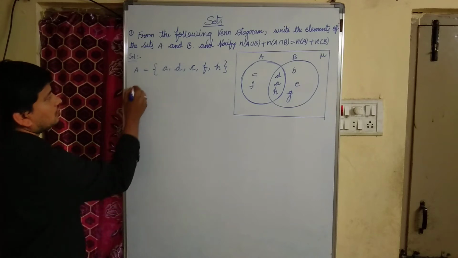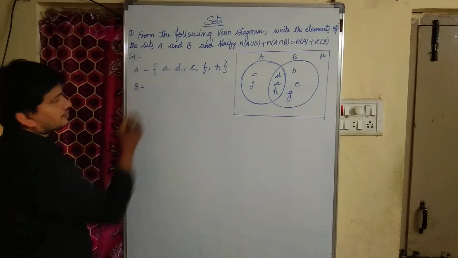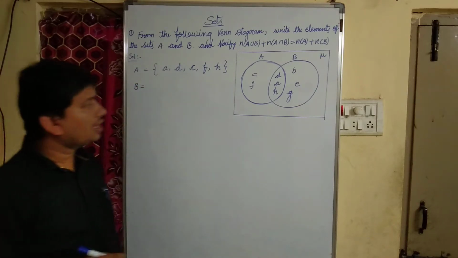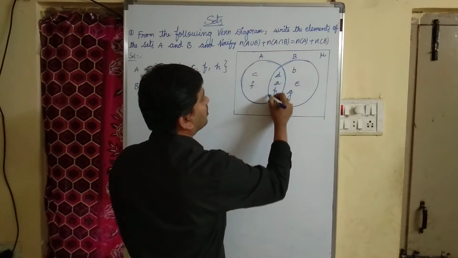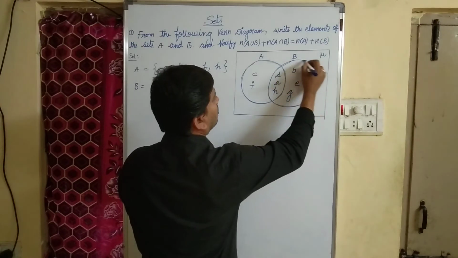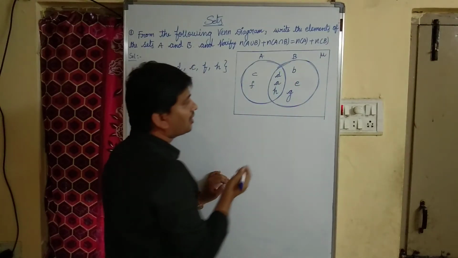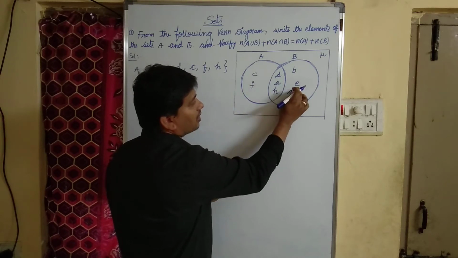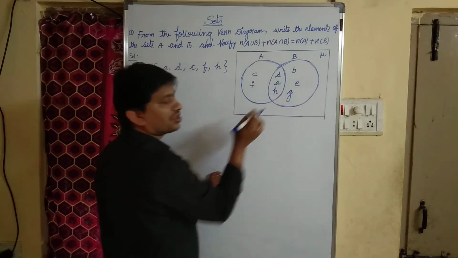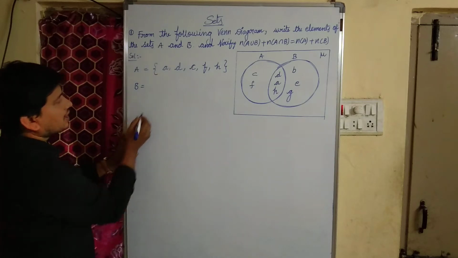Okay. Now coming to set B. What are the elements in set B? Set B is nothing but this everything. So what are the elements in set B? a, b, d, e, g, h. Right? Elements in set B.